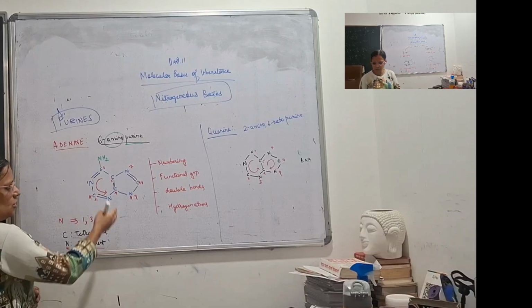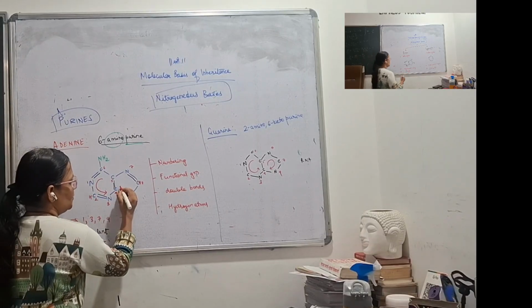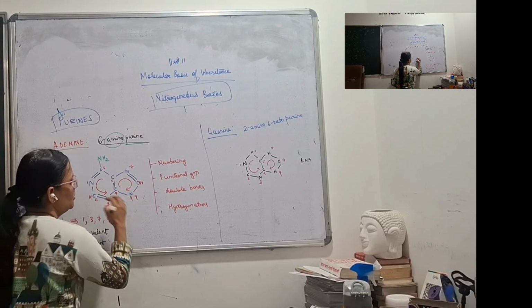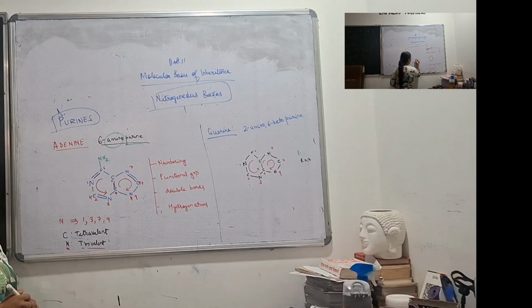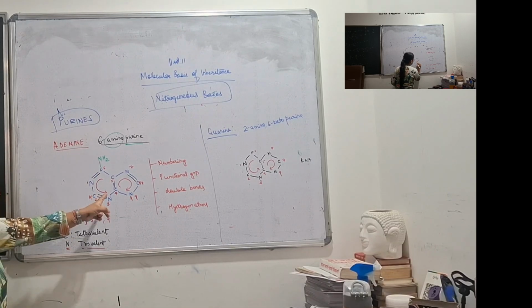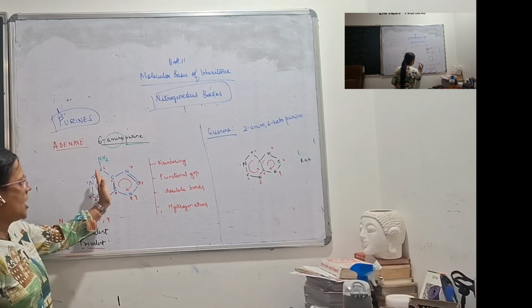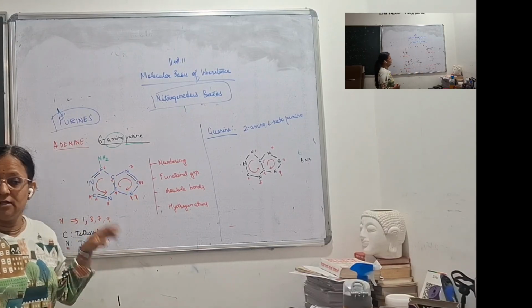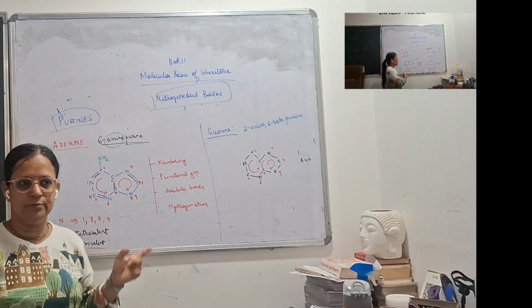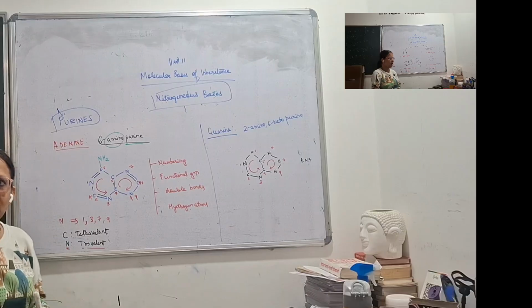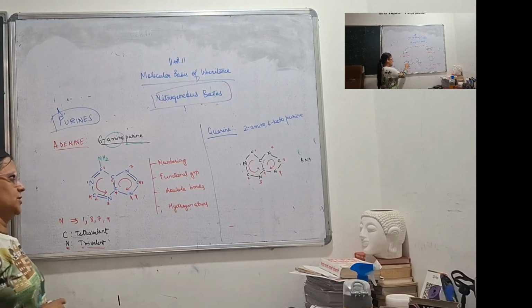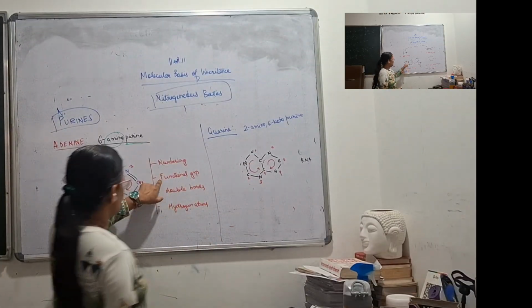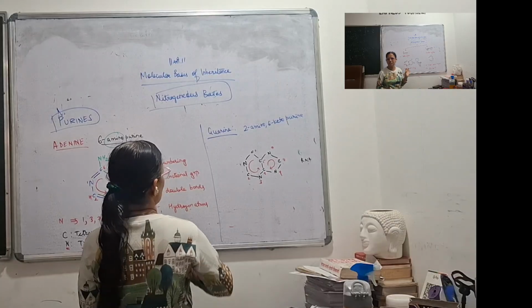Anti-clockwise 1, 2, 3, 4, 5. And for the imidazole ring, I have numbered in clockwise. So for the benzene ring, you number anti-clockwise, and for the imidazole ring, you will number clockwise. This is in case of purines, but in pyrimidines, you will number in clockwise direction. Here, I have numbered. Second step is what?